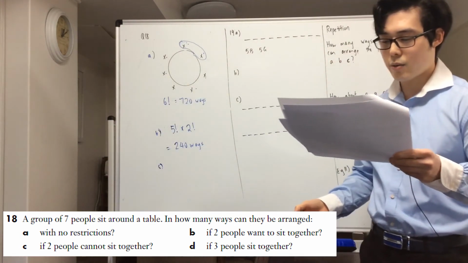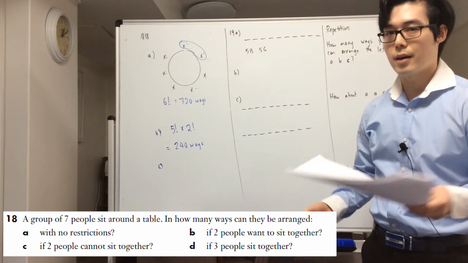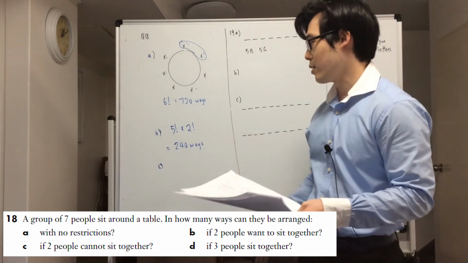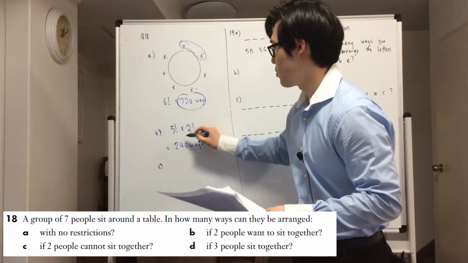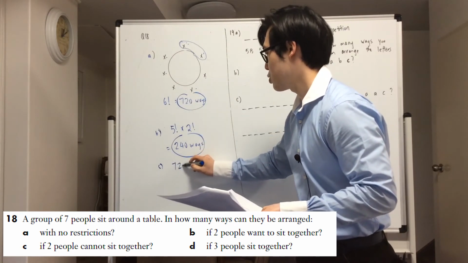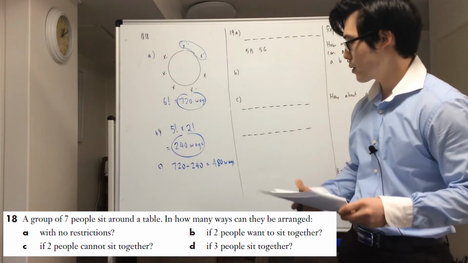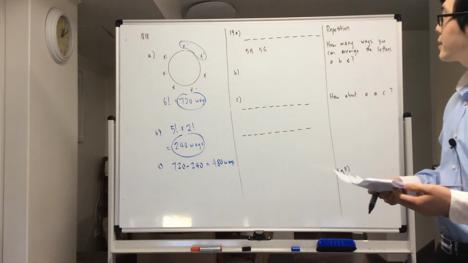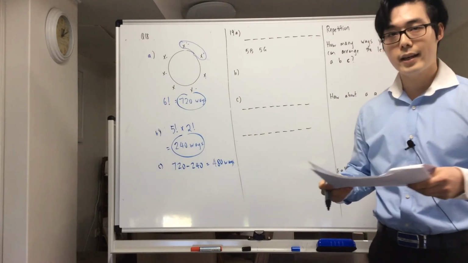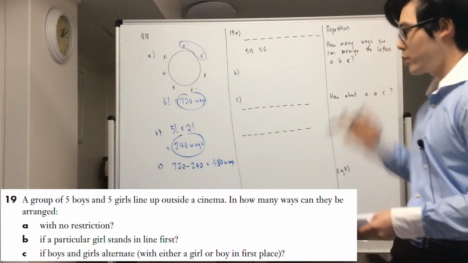Now let's have a look at question C. How many ways can there be arranged if 2 people cannot sit together? That's actually just the opposite of 2 people sitting together. So all you do is just the total number of ways, take away that. Okay, so that's your trick.